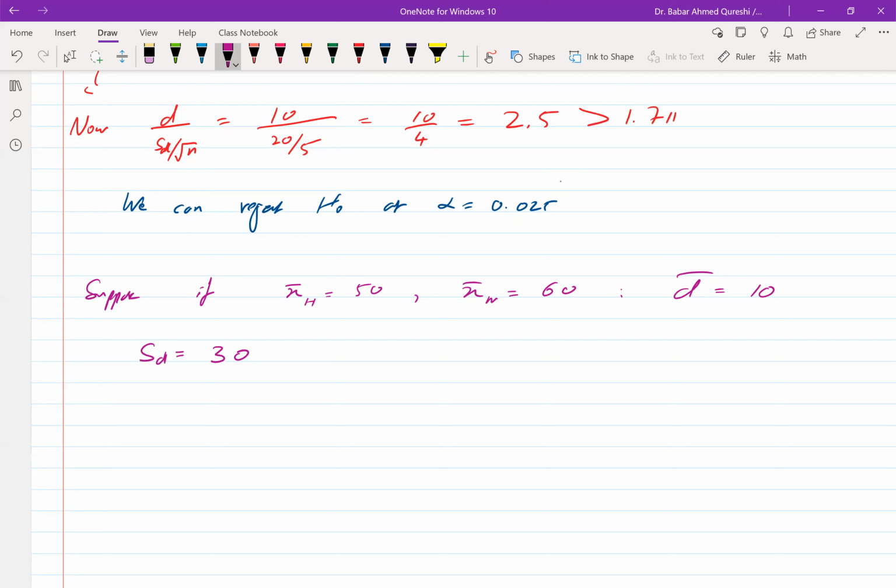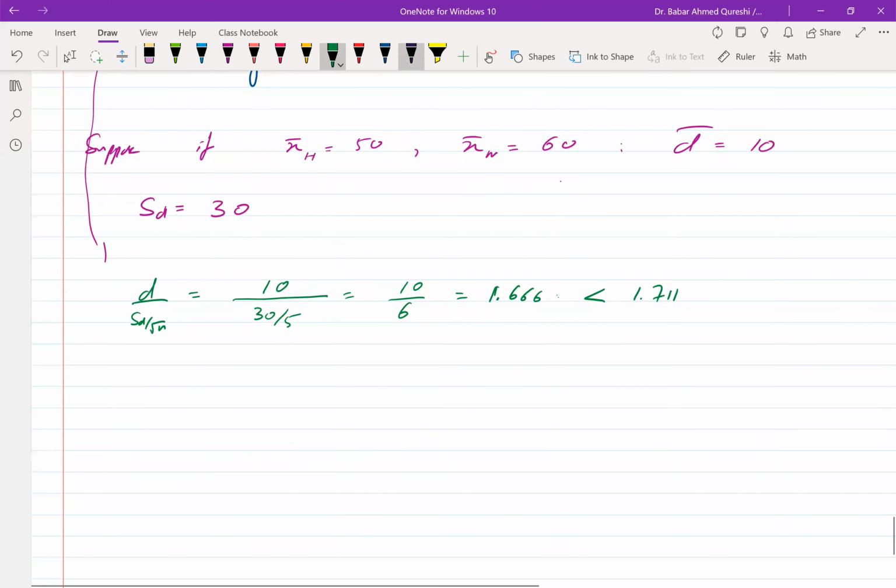So in that case, can we reject? Then this variable would be 10 over 30 over 5. So 10 over 6, which is 1.66. And this is actually less than the critical value. So we cannot reject H naught.